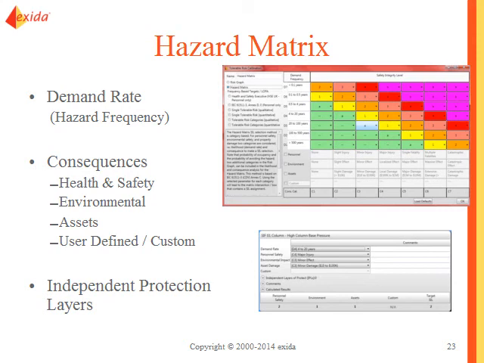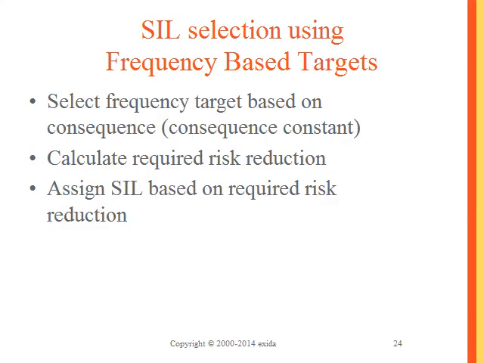Looking in Excellencia, this is what the hazard matrix would look like, and here is the table that supports it. And again, we will look at these when we go into the Excellencia demo. So, SIL selection using frequency-based targets. Fault tree analysis is another approach; using frequencies to select your SIL is another way of going. So you select the frequency target based on the consequence and assume that the consequence is constant. So you calculate your required risk reduction and you assign a SIL based on the required risk reductions. Fairly straightforward.